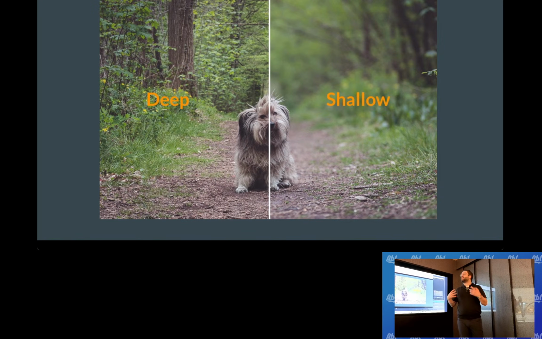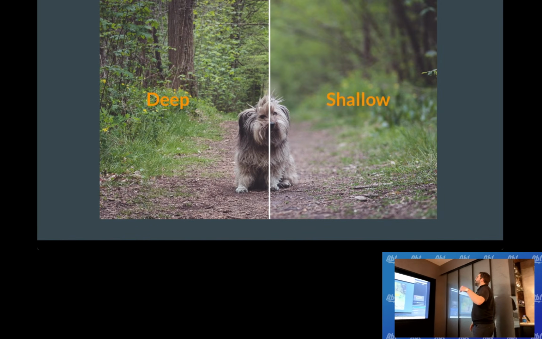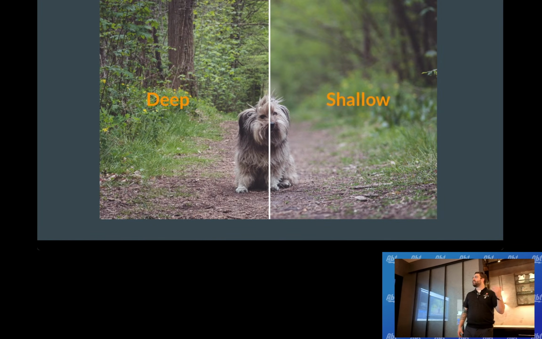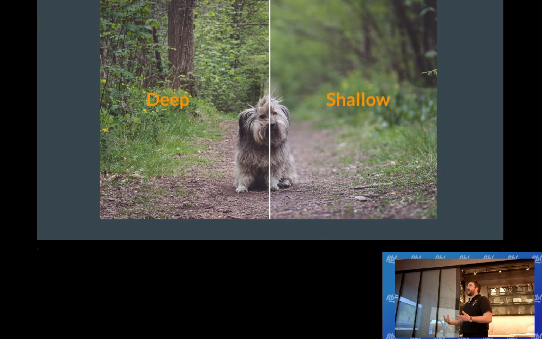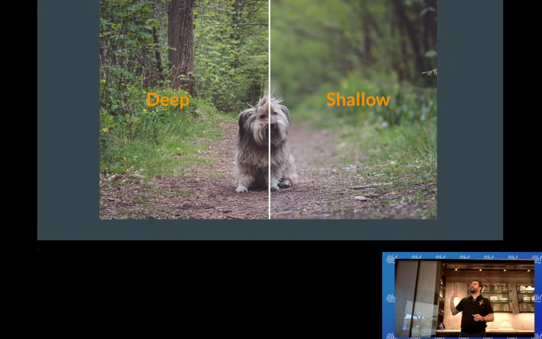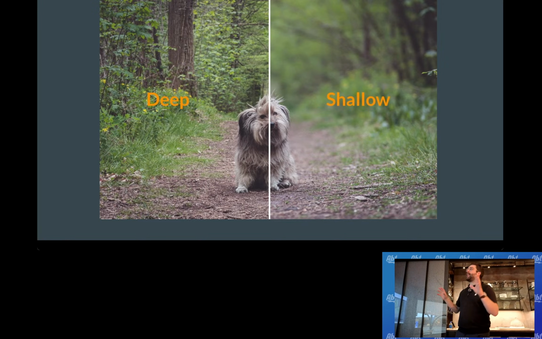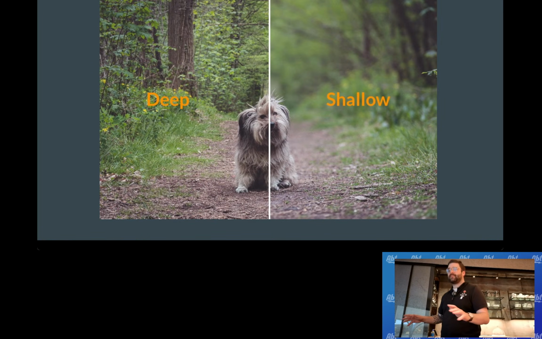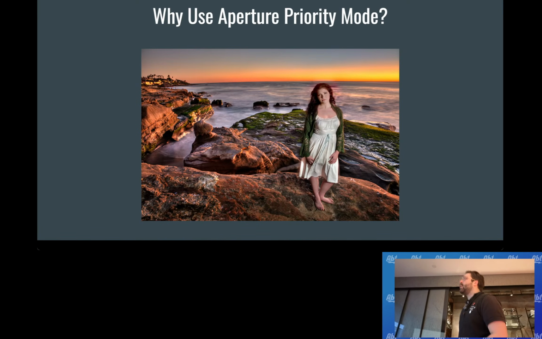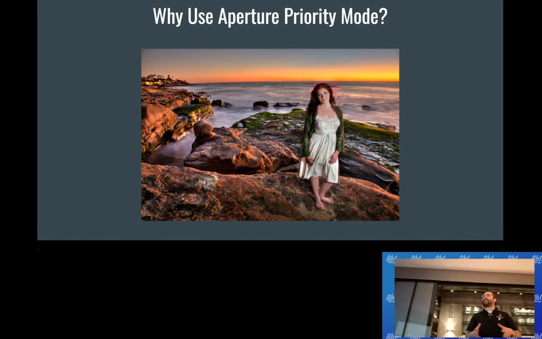It's another aspect. The higher on the aperture number that you go, the darker your image can appear. The smaller on the aperture that you go, the lighter your image can appear because the more light you're letting into the lens. So aperture not only controls your depth of field, but it also controls how much light is entering into the camera. Which leads into why we would use aperture priority mode.